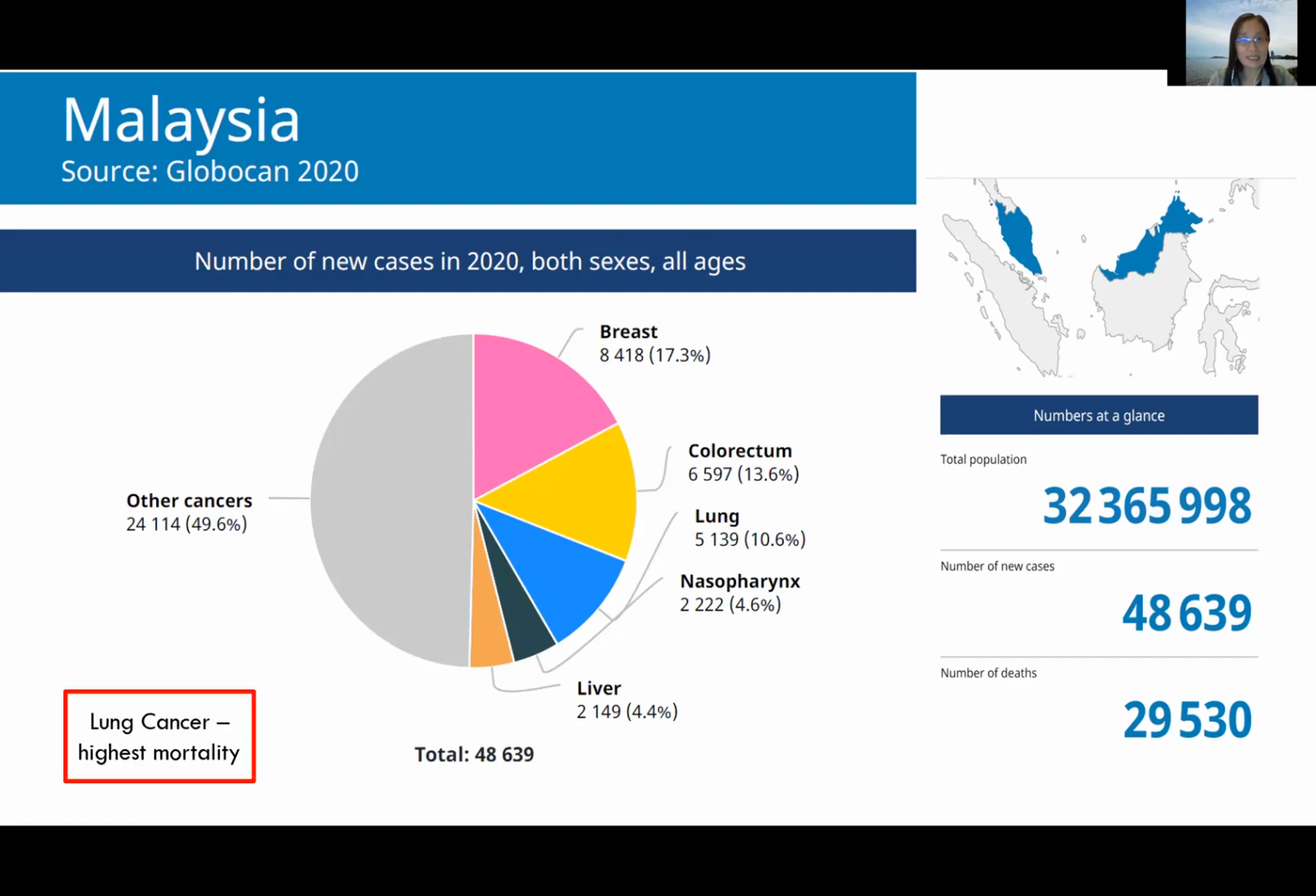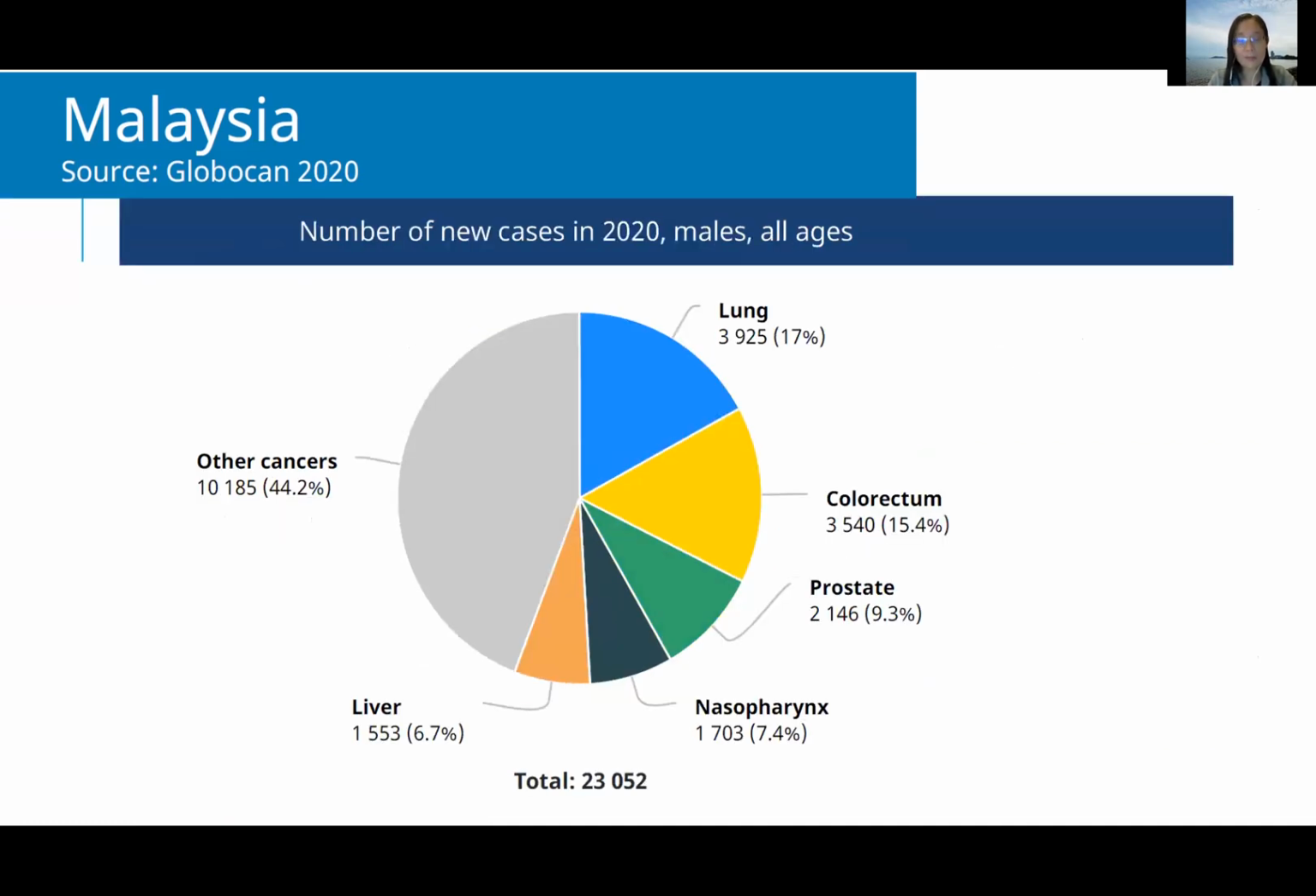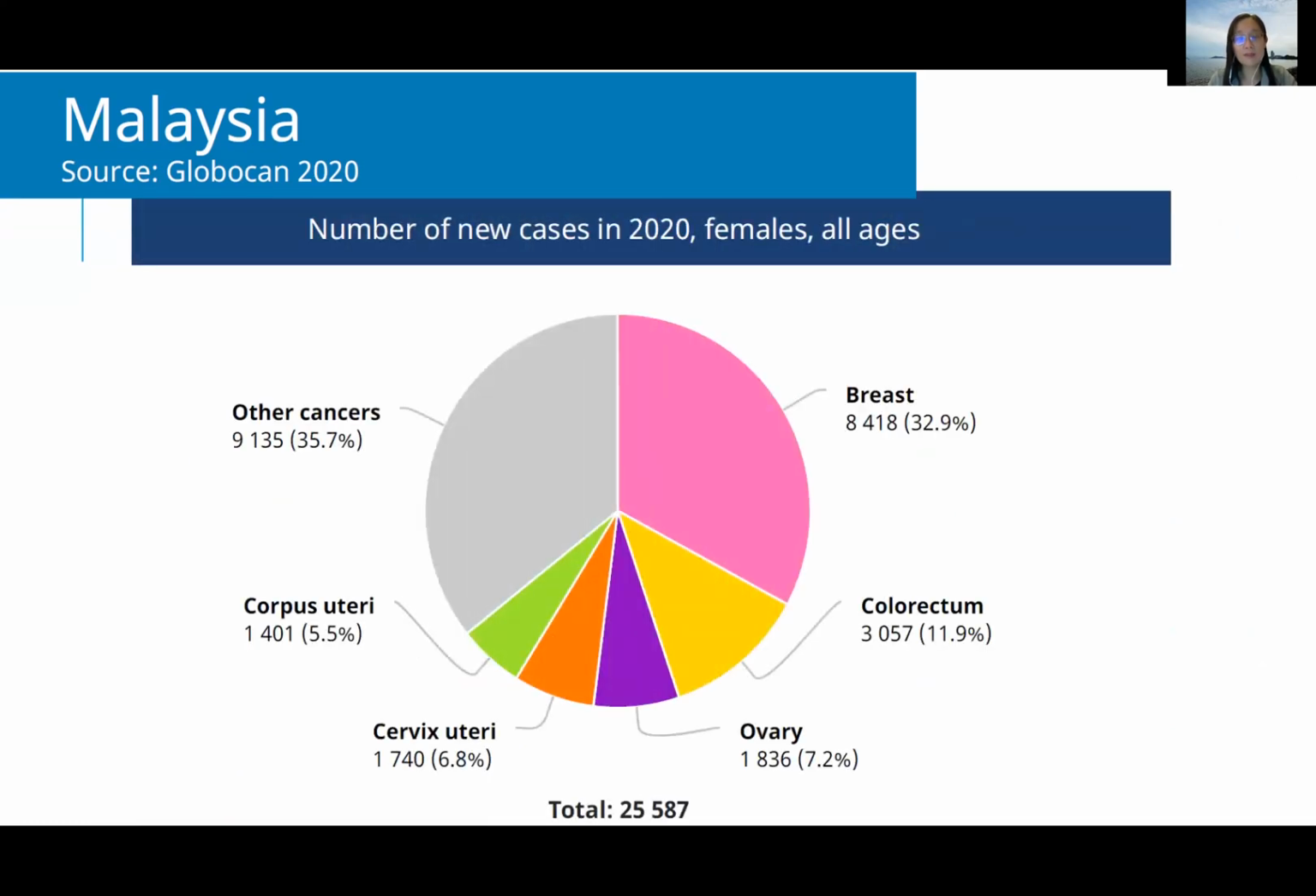Lung cancer is still the highest mortality among all cancers, and amongst males, it is the number 1 commonest cancer, followed by colorectal and prostate cancer. And in females, about a third of all new cancers detected are actually breast cancers. The second is also colorectal cancer, followed by ovarian, cervical, and endometrial or uterine cancer.